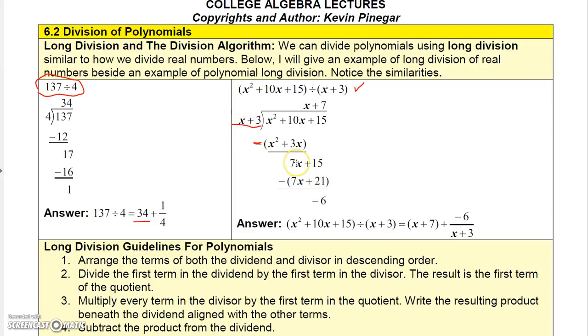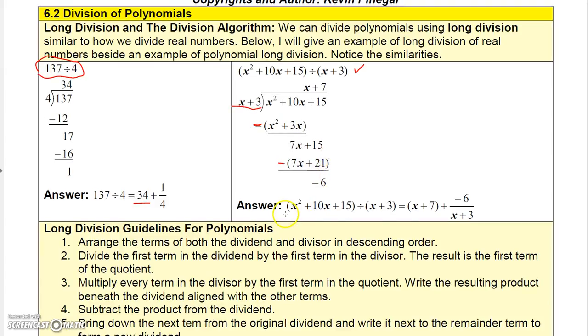X times what equals 7x? Well, that would be 7. So 7 is the next term up here, and then multiply back. 7 times x is 7x. 7 times 3 is 21. So you have 7x plus 21, and then you subtract that. Then, of course, the 7x's cancel, and you get 15 minus 21, which is negative 6. So what we can say is that that polynomial divided by x plus 3 is equal to the binomial x plus 7 plus the fraction negative 6 over x plus 3.